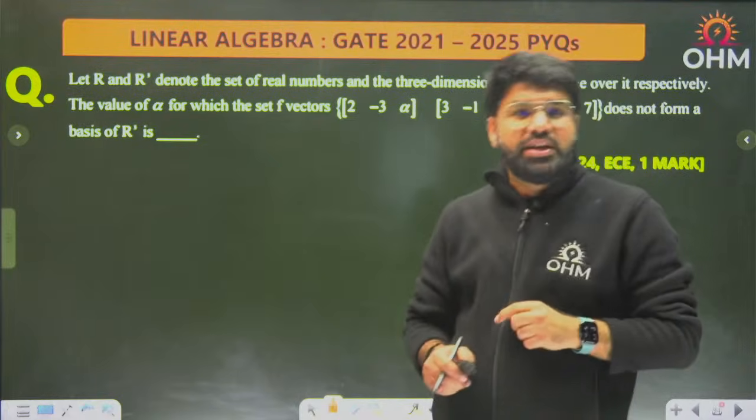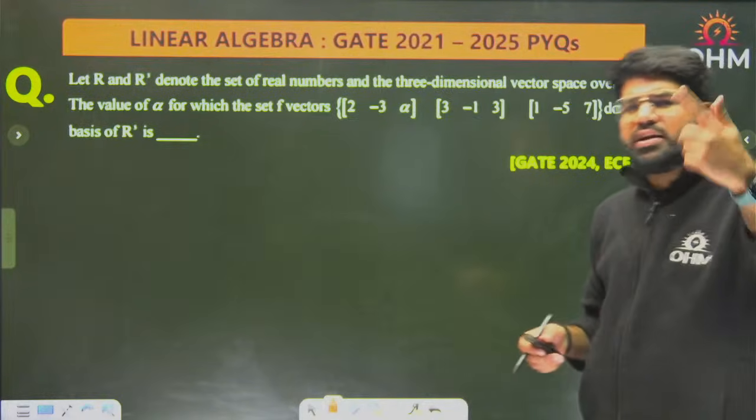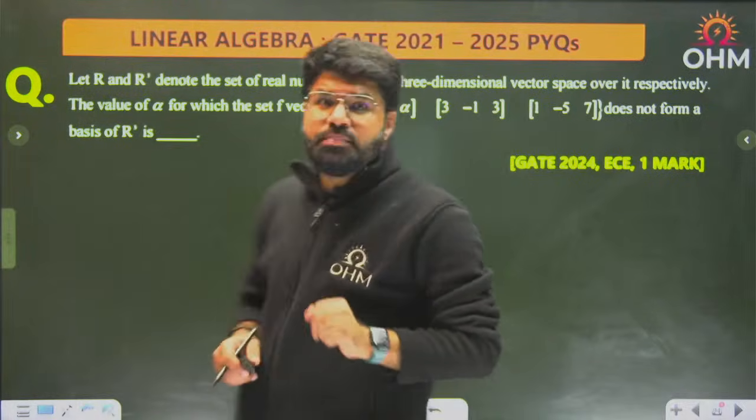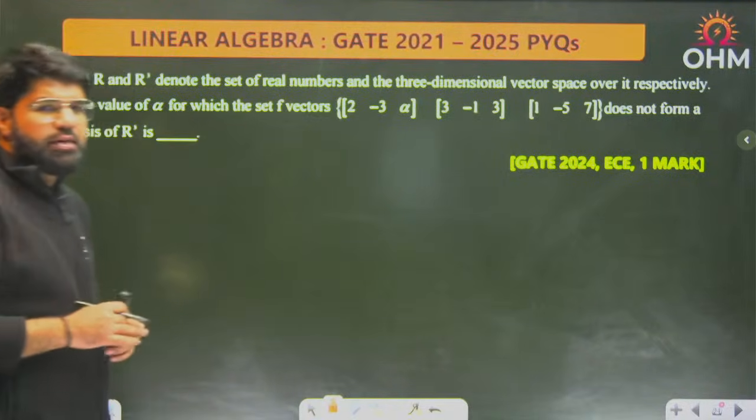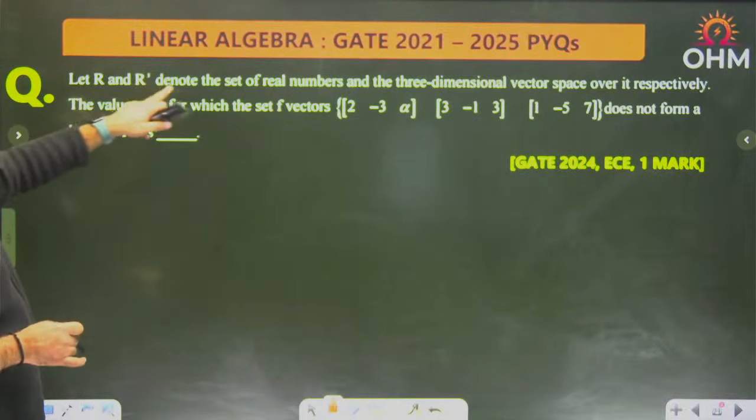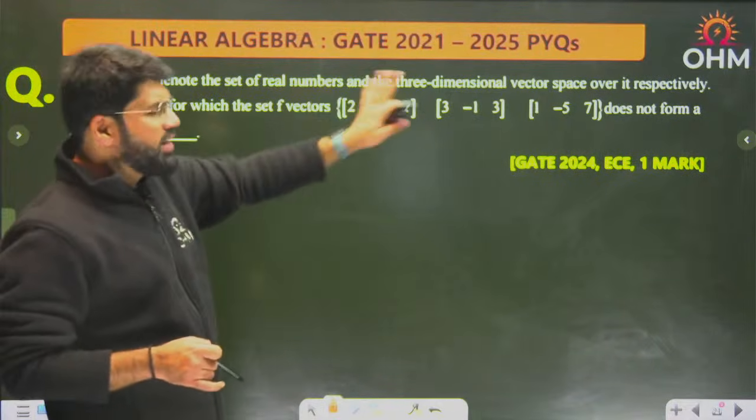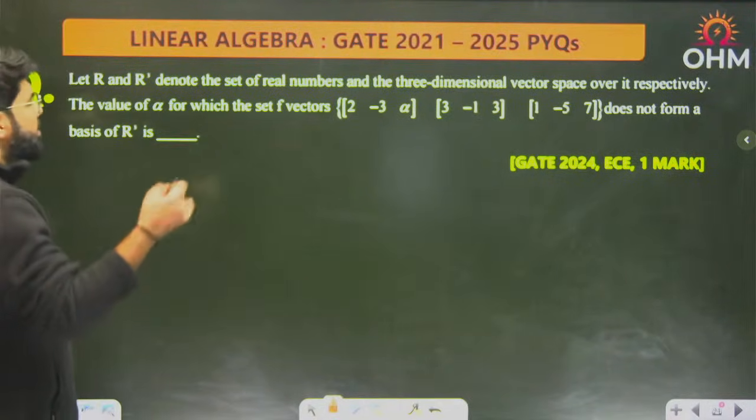You must go through it, all EC candidates. Otherwise, you can go to an entire video which I have uploaded on vector space and basis. Very important for EC, very helpful. Okay, let R and R3 denote the set of real numbers and three-dimensional vector space. I already told you the meaning of R, R3 or Rn.